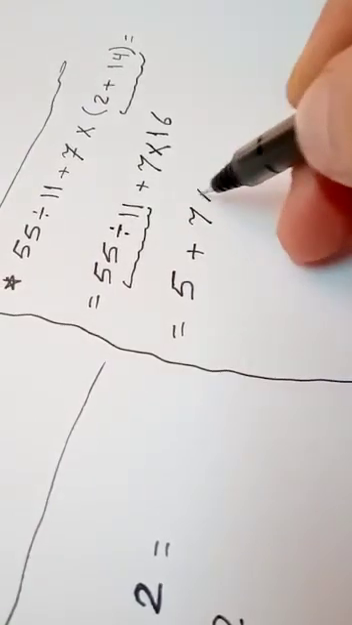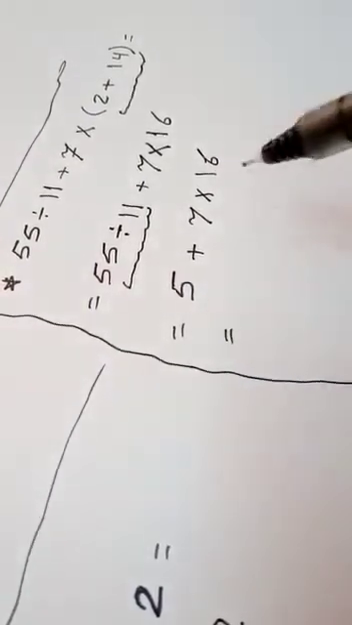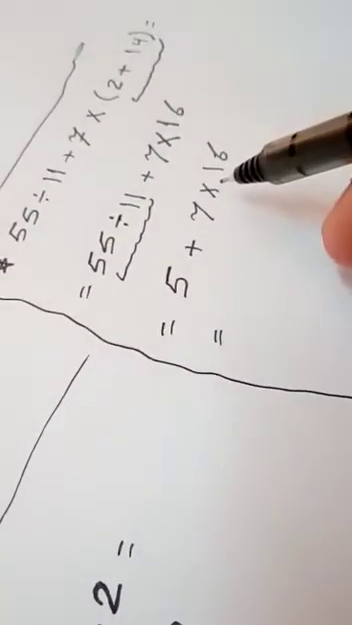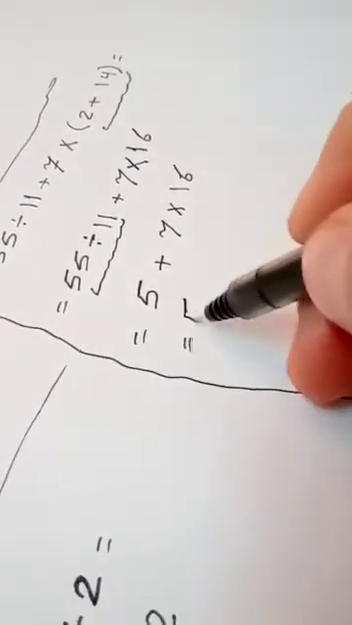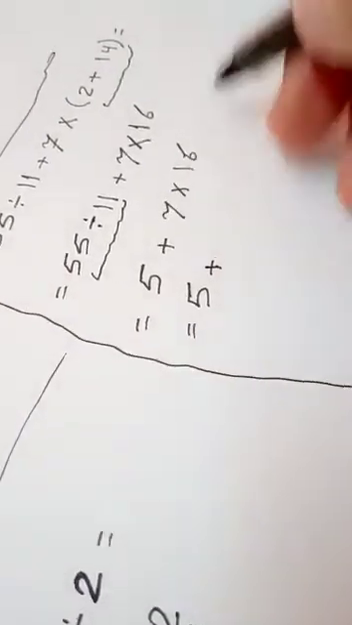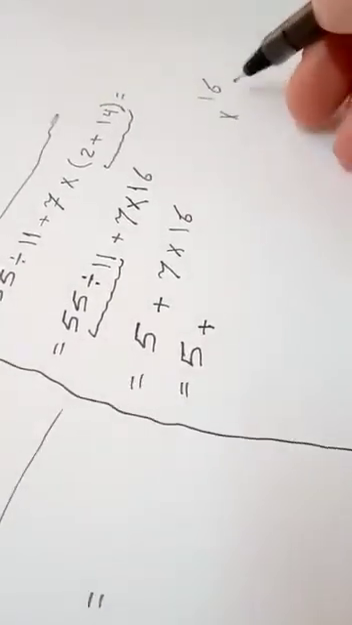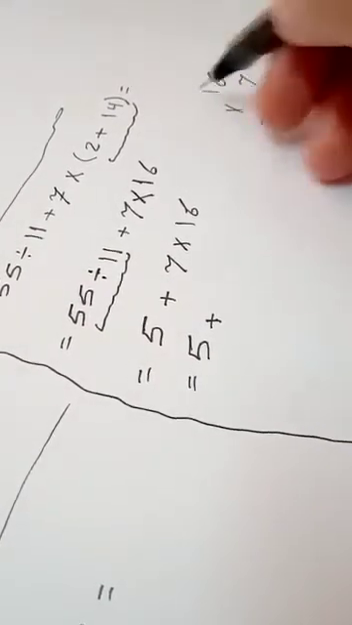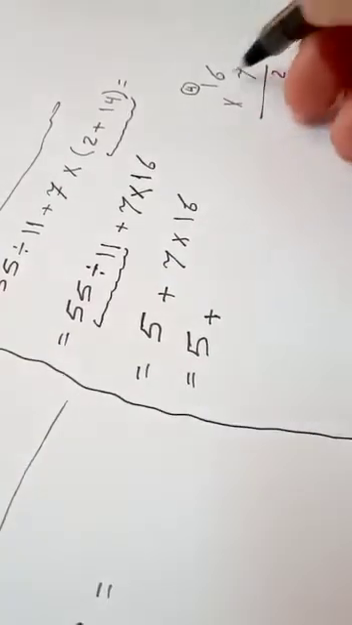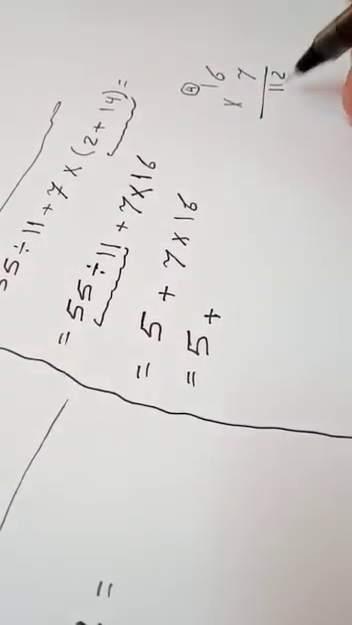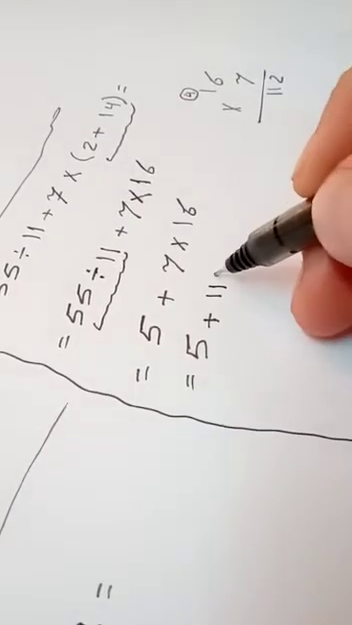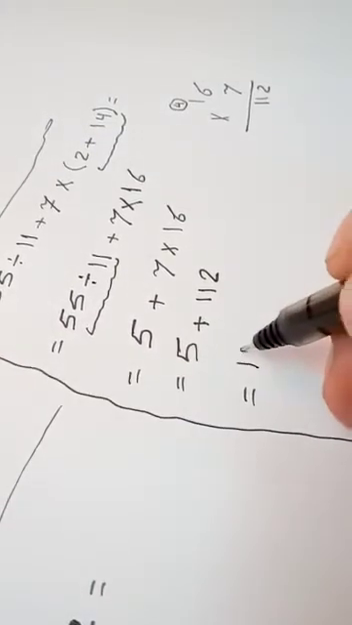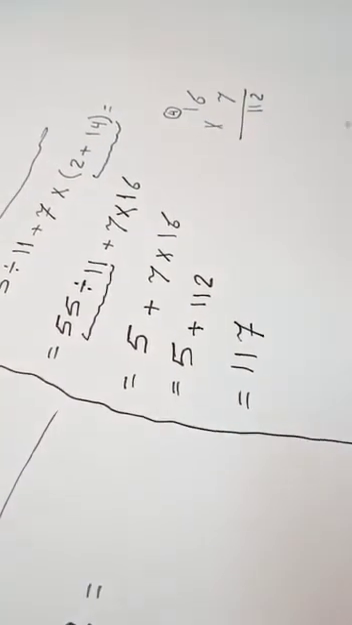Plus 7 times 16. Now we have a plus and multiply. The order is for multiply. So we can write 5 plus 16 times 7. 7 times 6, 42. 2 here and 4 up. 7 times 1, 7 plus 4, 11. So we can write now 112. Now 5 plus 112, 117.